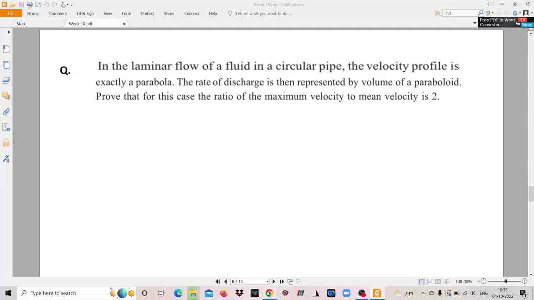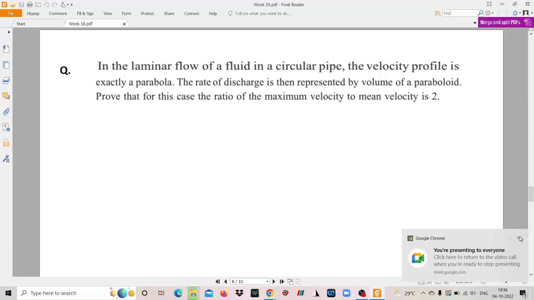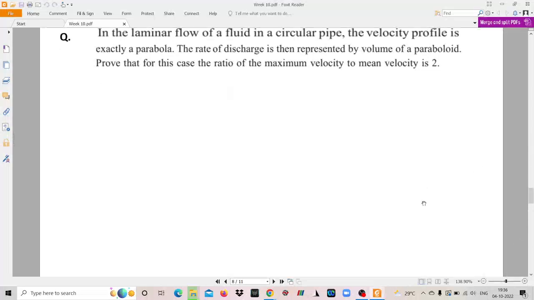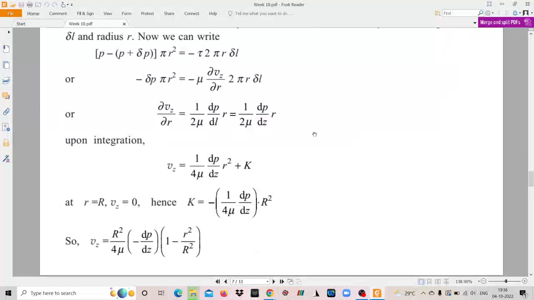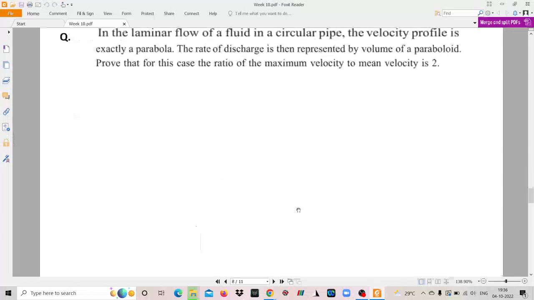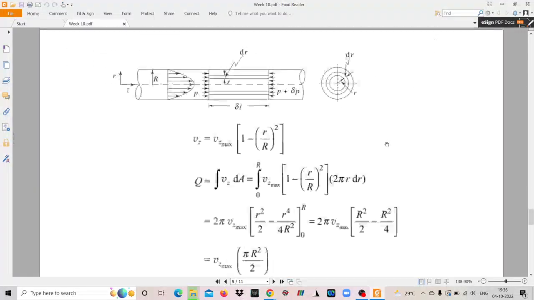Could anybody solve this problem? Let's discuss the solution. You have already seen Vz is equal to R square by 4 mu, minus dp by dz, times 1 minus r square by R square. So you can see that Vz varies with small r and the variation is parabolic. It is given in the question also: it is exactly a parabola and the rate of discharge is represented by the volume of a paraboloid.